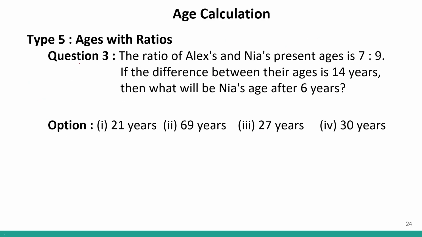Clear? Question number 3. The ratio of Alex and Nia's present age is 7:9.